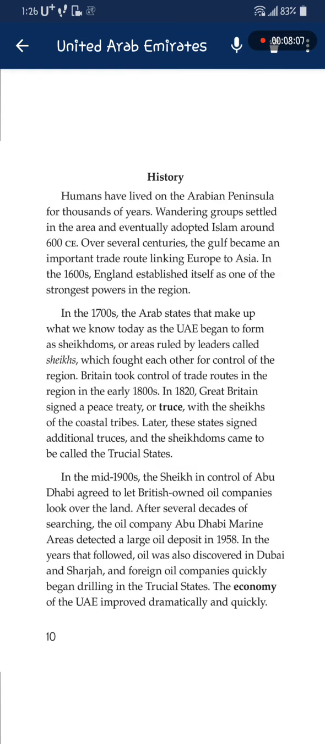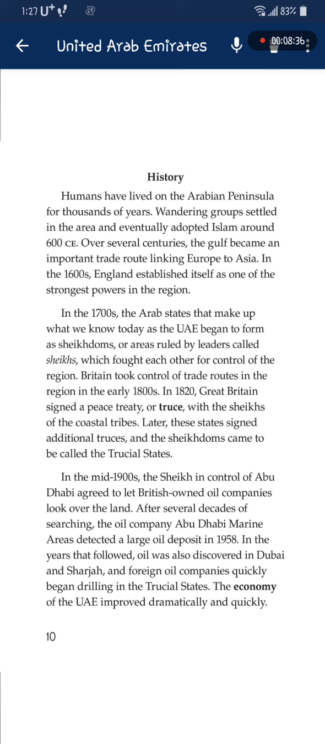History. Humans have lived in the Arabian Peninsula for thousands of years. Wandering groups settled in the area and eventually adopted Islam around 600 CE. Over several hundred years, the Gulf became an important trade route linking Europe to Asia. In the 1600s, England established itself as one of the strongest powers in the region.